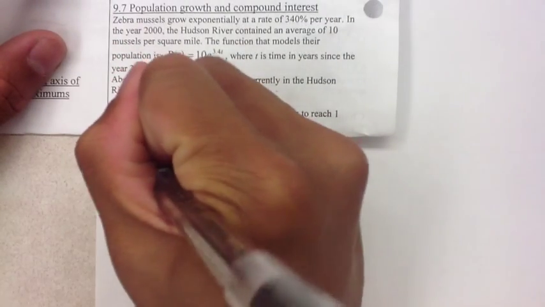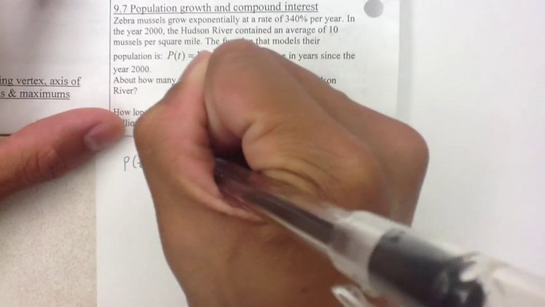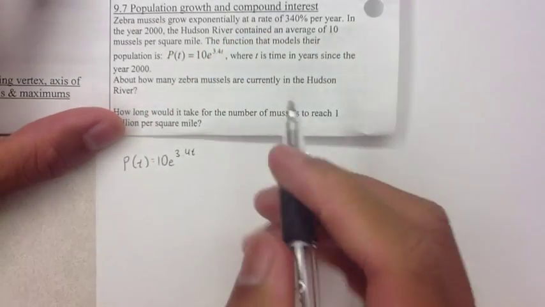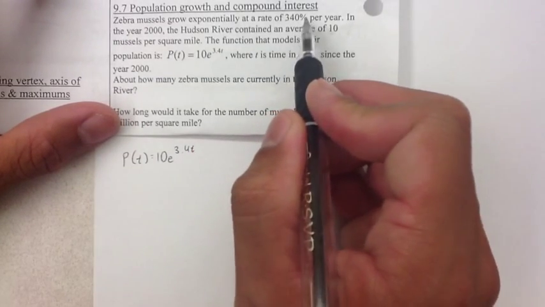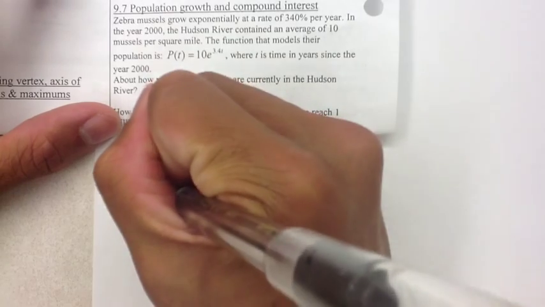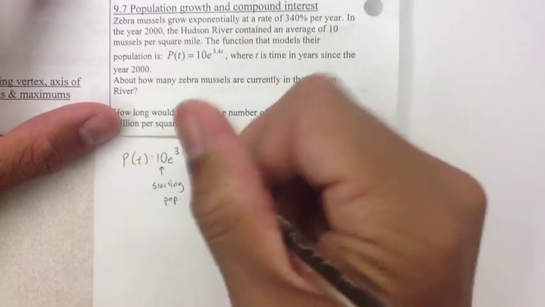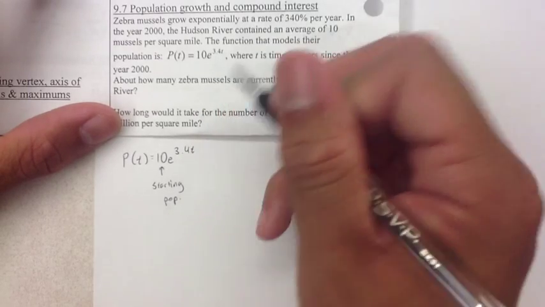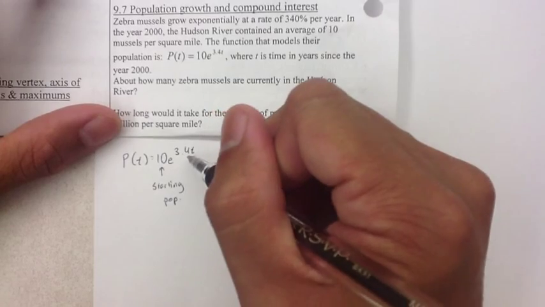Looking at my population growth rate problem, they give me an equation that says 10 times e to the 3.4t, where t is the time in years since the year 2000. This means that they're growing at 340% per year. This is your starting population, and this is the power by which you grow. 340% per year, if you change that into whole numbers, that's 3.4.